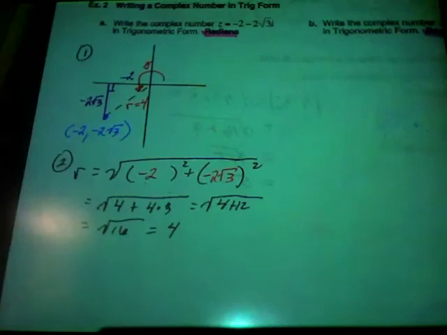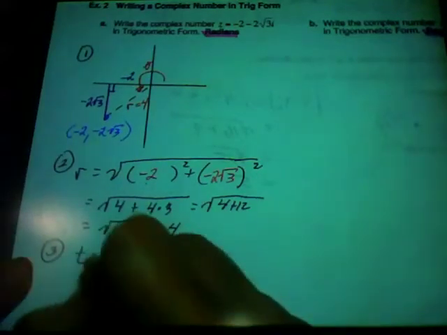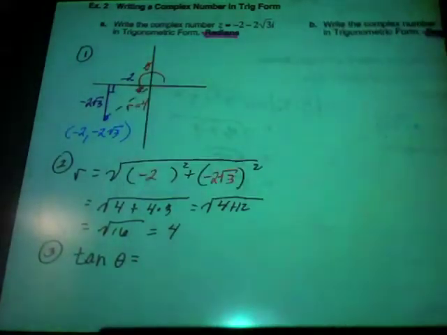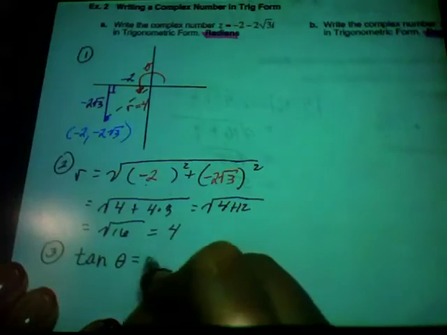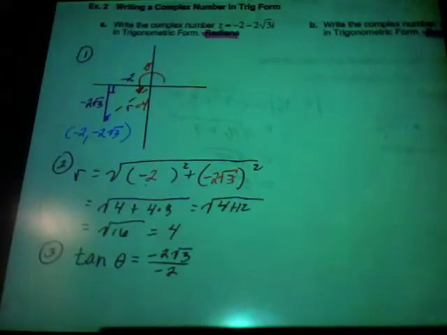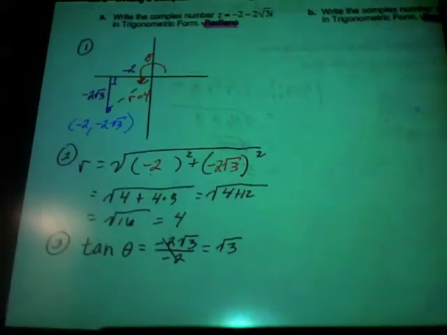So then the third step says, or part of that third step, I guess you could attach it to the second step, we're going to find theta by using the tangent, right? So tangent of theta. Tangent is opposite over adjacent. So according to this, what's opposite? -2 rad 3. And adjacent is -2. Don't the -2's cancel? Right? So we're finding the tangent of the square root of 3. So you can take your handy dandy calculator.